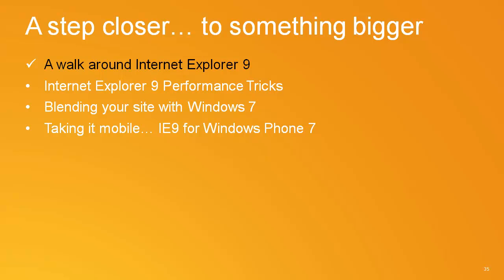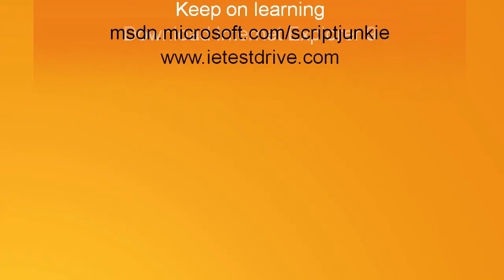So this is a walk around Internet Explorer 9. This is a step closer to something bigger. Stay tuned for the other 3 presentations. We have Internet Explorer 9 performance tricks, blending your site with Windows 7. And last, we're going to be talking about how some of these core experiences are being ported to the Windows Phone 7 operating system in terms of IE9, and this is going to be available later this year with the new wave of phones that will be available from Microsoft and other partners.